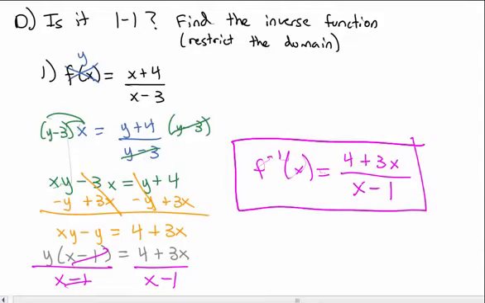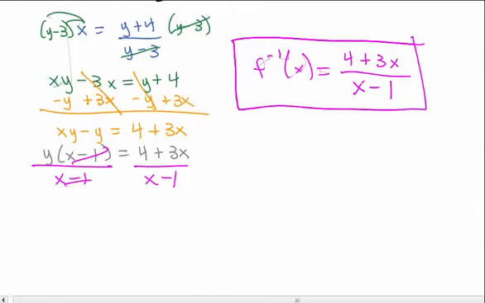So it is one-to-one, yes. And we found the inverse function. No need to restrict the domain because it was one-to-one. Let's try one last example. Let's consider f of x equals x to the 4th minus 1.